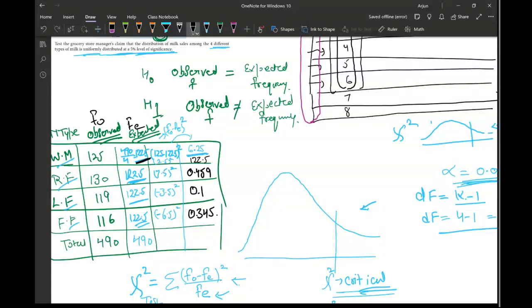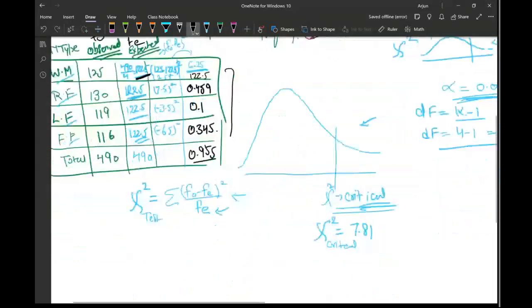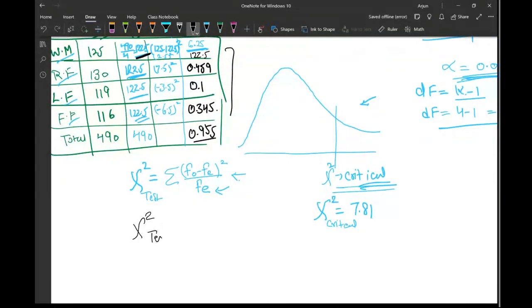And the next is 6.5 times 6.5 divided by 122.5, which is 0.345. Now I will add all these values. So 0.345 plus 0.1 plus 0.459 plus, the first one I didn't do, 6.25 divided by 122.5. If I add all these four values, it comes out to be 0.955. Now that is the chi-square test value I got, which is 0.955. And I'll see where it lies. The critical value is 7.81, so obviously the value will lie somewhere here.